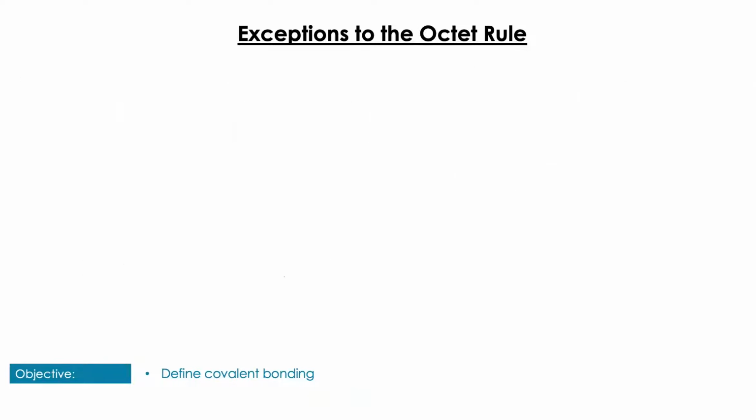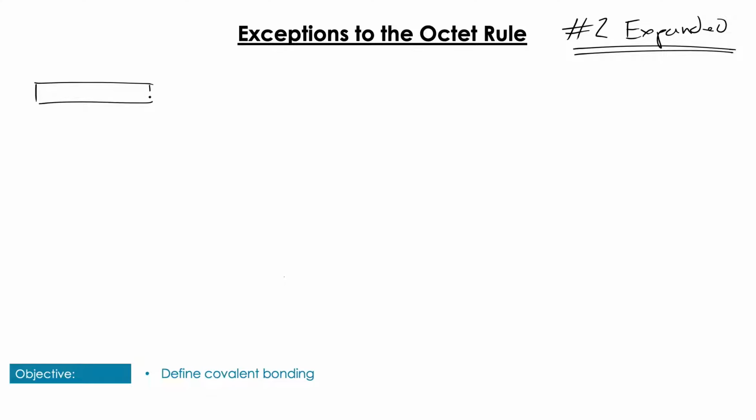The other type of exception is, of course, an expanded octet, and these are atoms which readily form compounds that have more than 8 electrons to the central atom. Main culprits here are the 3p section of the periodic table. That's from silicon, phosphorus, sulfur, and chlorine.